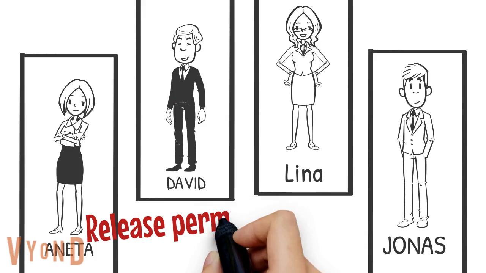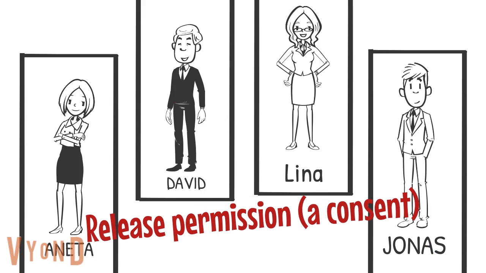Another type of permission is a consent. Traditionally, it is needed when a person's name or image is used for commercial purposes. Without a written release, that person might be able to bring you into court for various violations of personal rights.